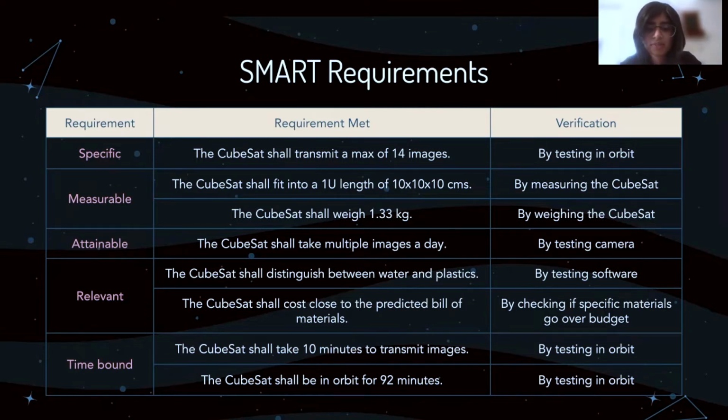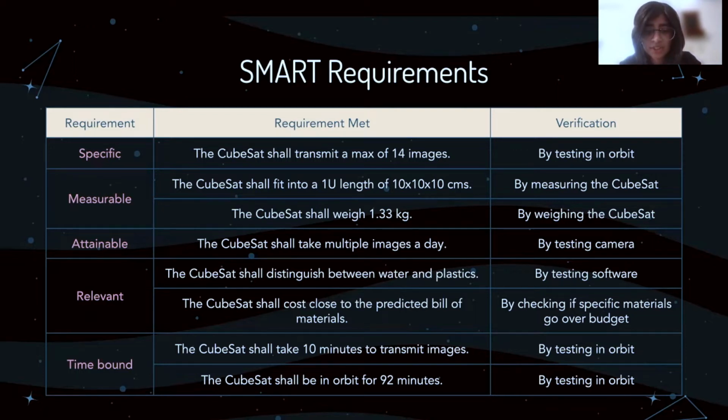The CubeSat shall take multiple images a day. We'll verify this by testing the camera. And the CubeSat shall distinguish between water and plastics. We'll verify this by testing software. The CubeSat shall cost close to the predicted bill of materials. This would be verified by checking the specific materials and seeing if they go over budget.